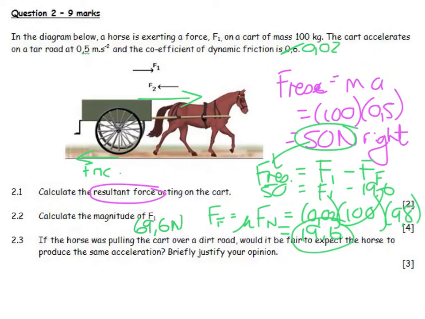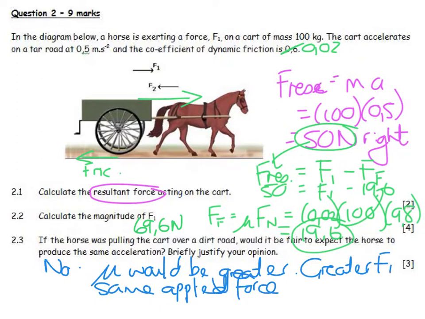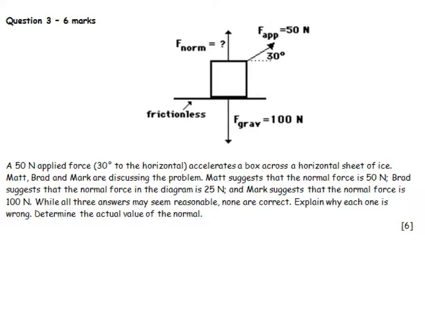If the horse was pulling the cart over a dirt road, would it be fair to expect the horse to produce the same acceleration? Briefly explain your answer. And again, you want to use a calculation. So no is your answer. Mu on a rough road would be greater, in other words, the coefficient of friction. If you've got the same applied force, the greater mu would mean greater frictional force, and therefore less acceleration.